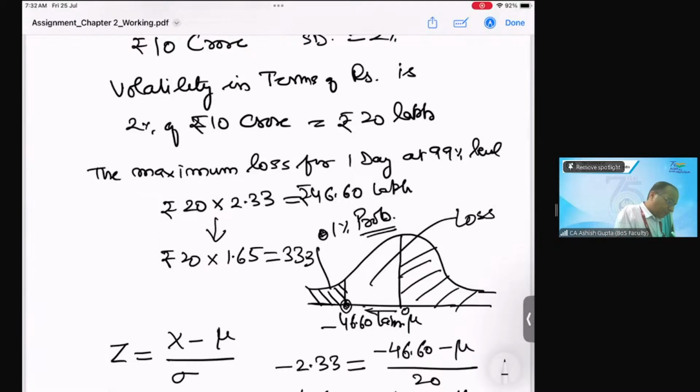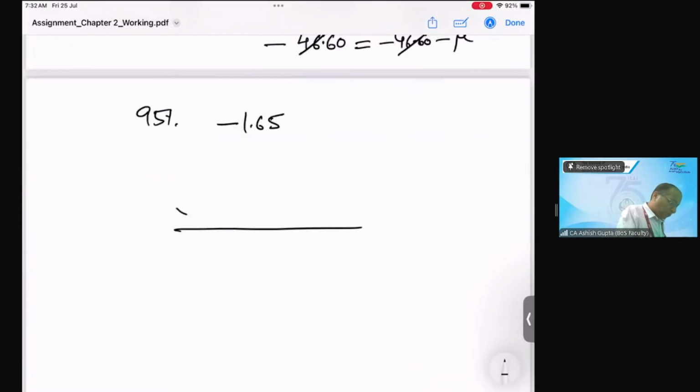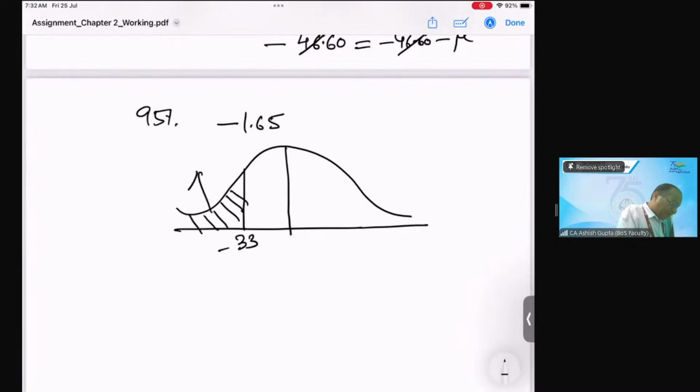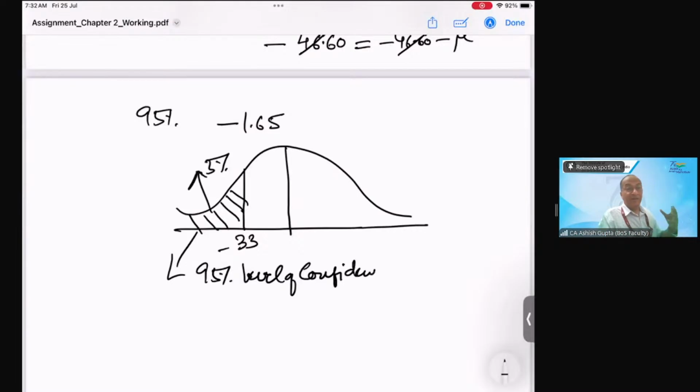by the standard deviation, and this value will lie somewhere here. This is a 5% probability, or a 95% level of confidence that my loss will not be more than this value. So we can say that the higher the confidence level, the higher the expected loss value at risk.